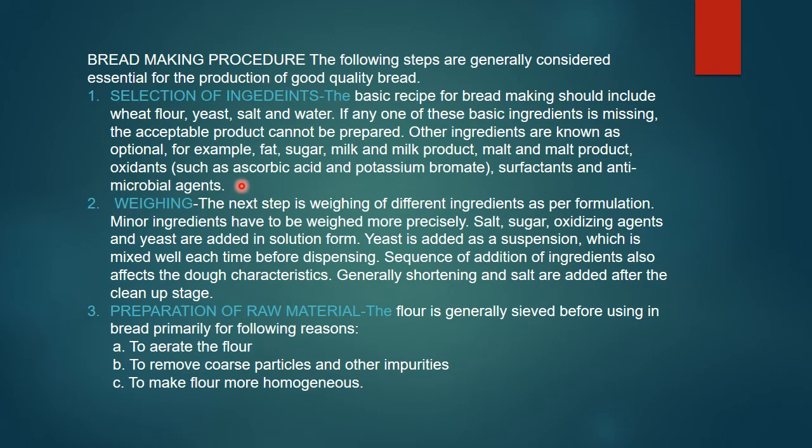After selection of ingredients, we take the weighing, which means we are checking the weight of the particular items, salt or whatever ingredients we are adding. Next, weighing of different ingredients as per formulation. Minor ingredients have to be weighed precisely. Salt, sugar, oxidizing agents, and yeast are added.